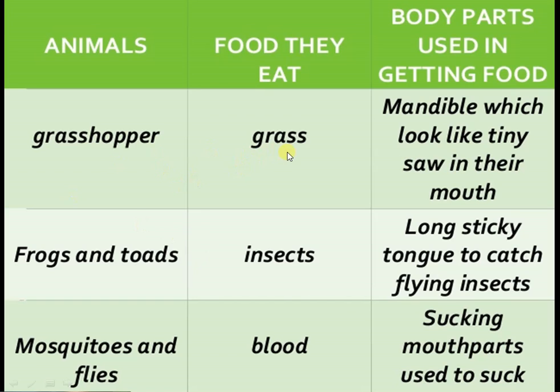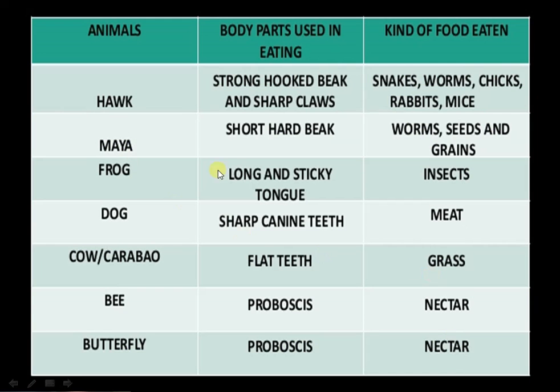Grasshopper eats grass. It has mandibles in its mouth. Frogs and toads eat insects. They have a long sticky tongue to catch flying insects. Mosquitoes and flies suck blood and they have sucking mouth parts. Hawk has a strong hooked beak and sharp claws. They can eat snakes, worms, chicks, rabbits, mice.